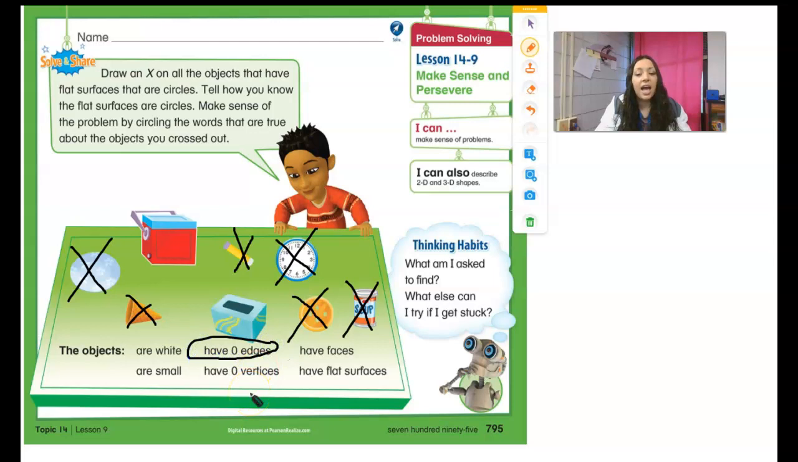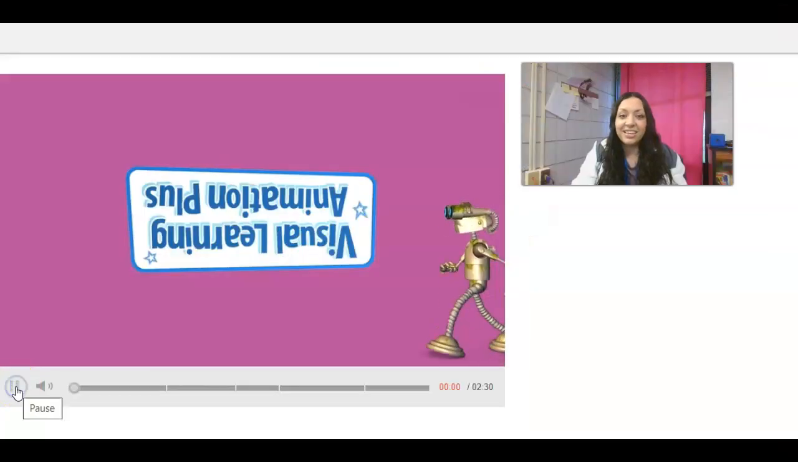Now this one says have 0 vertices. Remember, that's that corner. Well, this has no vertices, but what about the cone? The cone has that 1 vertice up at the top, doesn't it? So we can't mark that one. Do all of these have faces? Well, the circle that's the flat spot is a face, that's right. And then all the objects have flat surfaces? Yes, they all have flat surfaces. Very good. All right, we're going to watch a quick little video that's going to help us with this. All right, here we go.